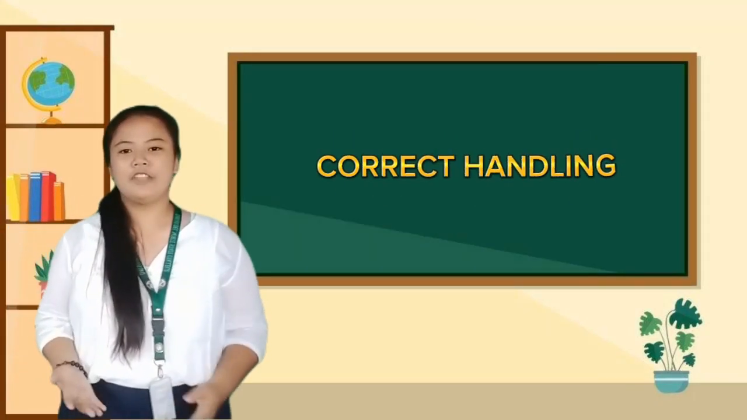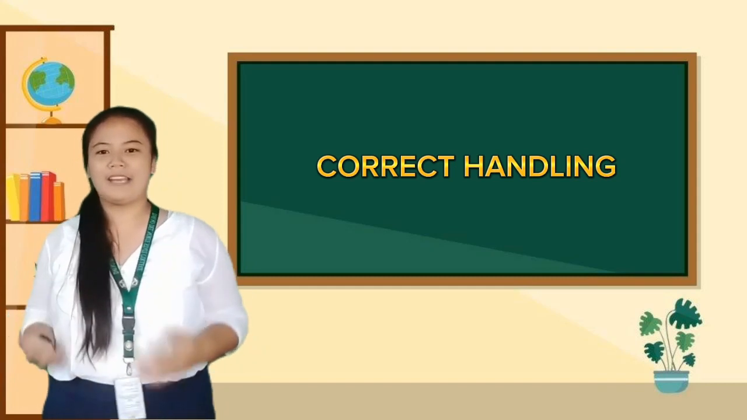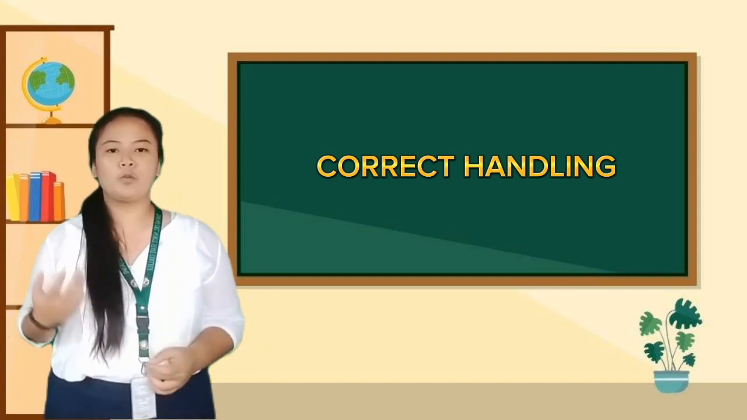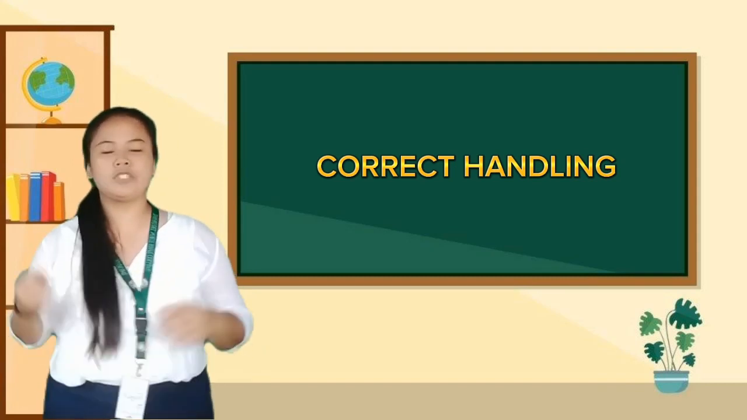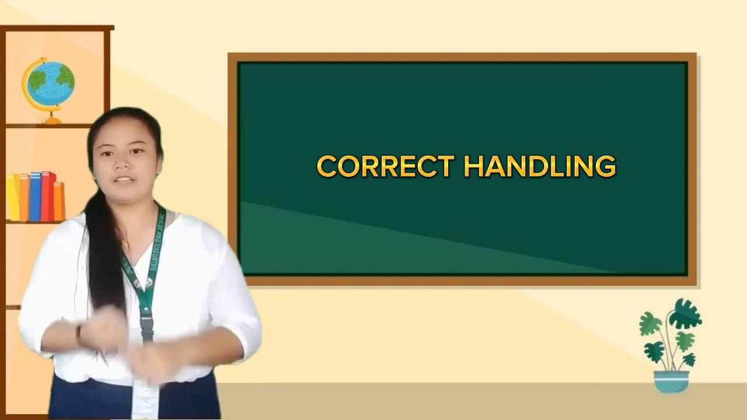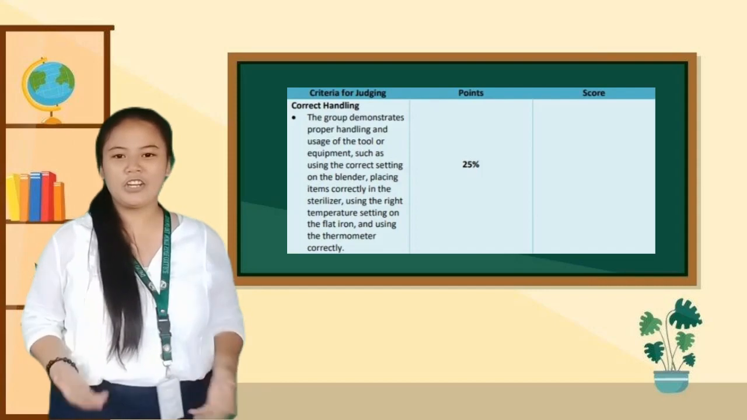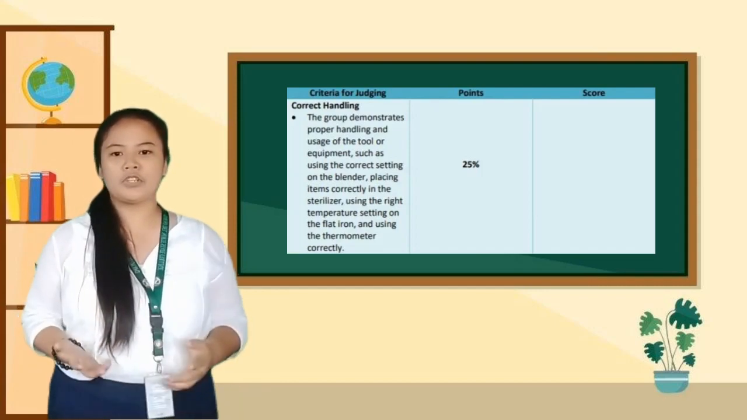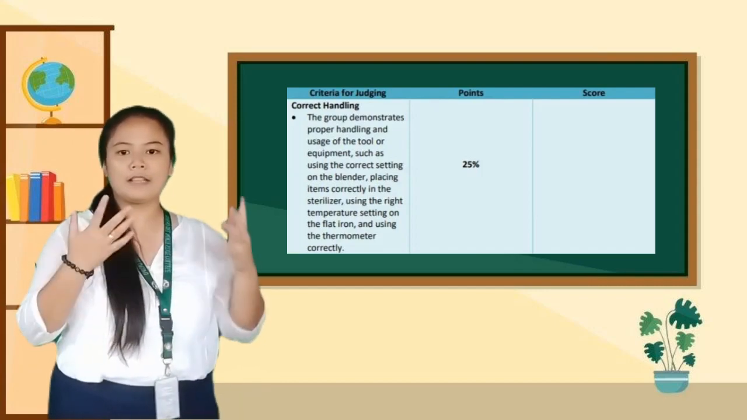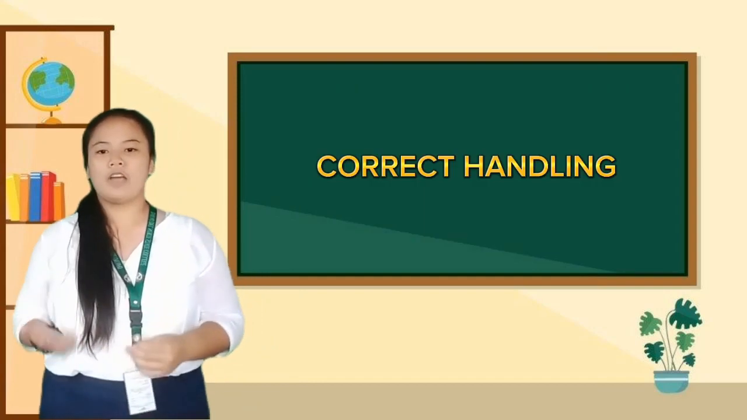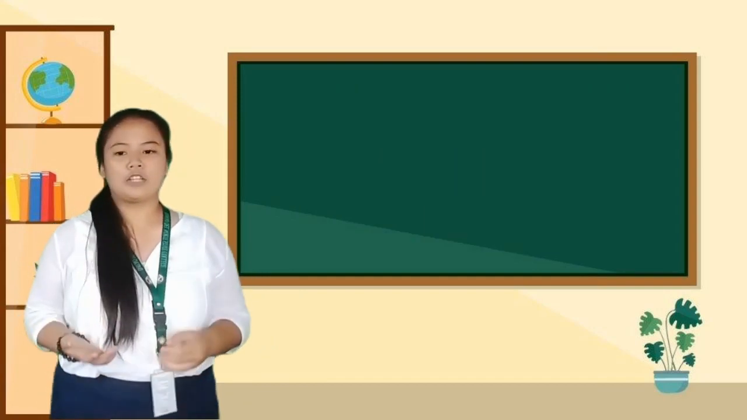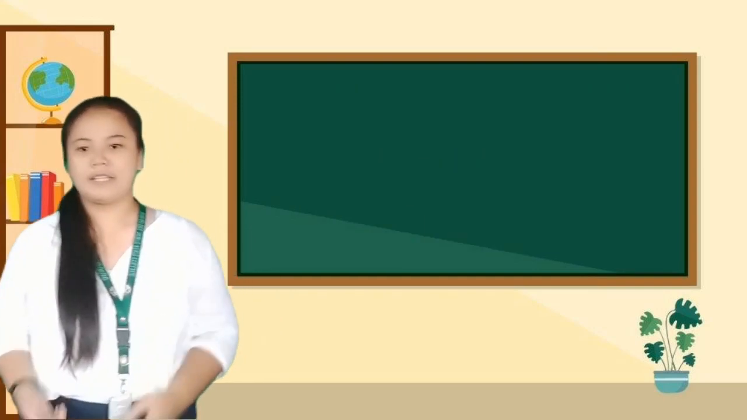Correct handling. The group demonstrates proper handling and usage of tools and equipment, such as using the correct setting on the blender, placing items correctly in the sterilizer, using the right temperature setting on the flat iron, and using the thermometer correctly. A total of 25%.